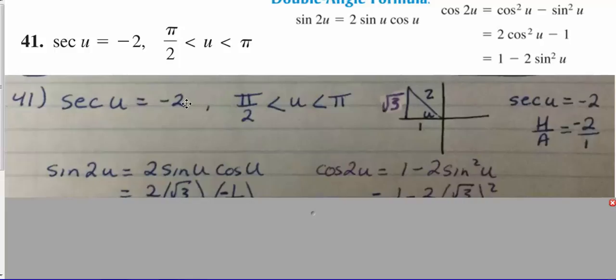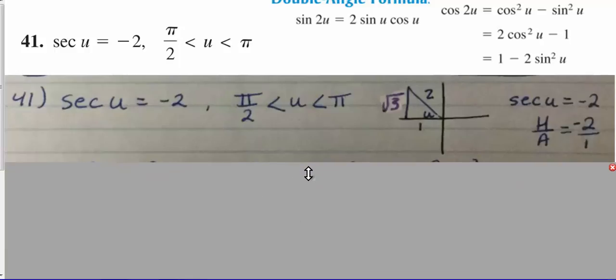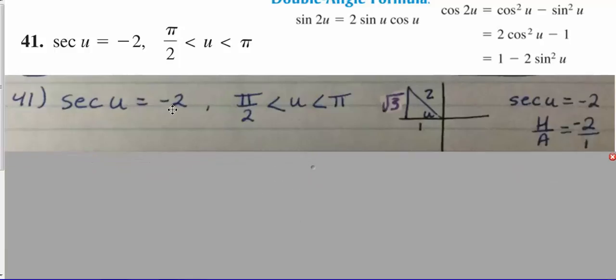Given that secant u is -2, so again, before we even get into the double angle formulas, in this case, as I said, we're specifically looking to find the double angles. That's what the question actually asked.